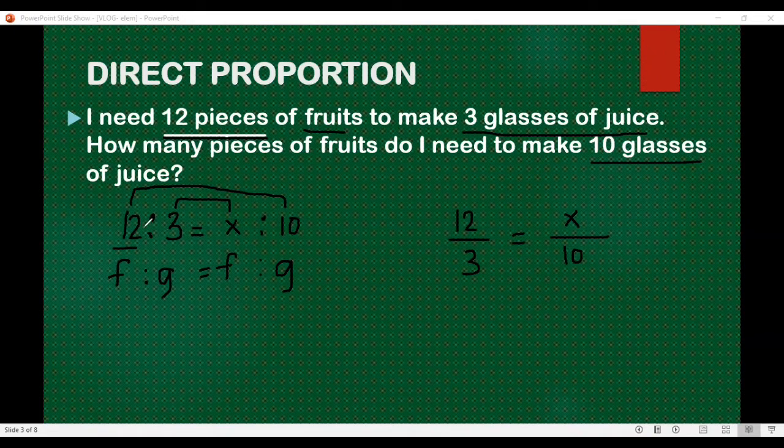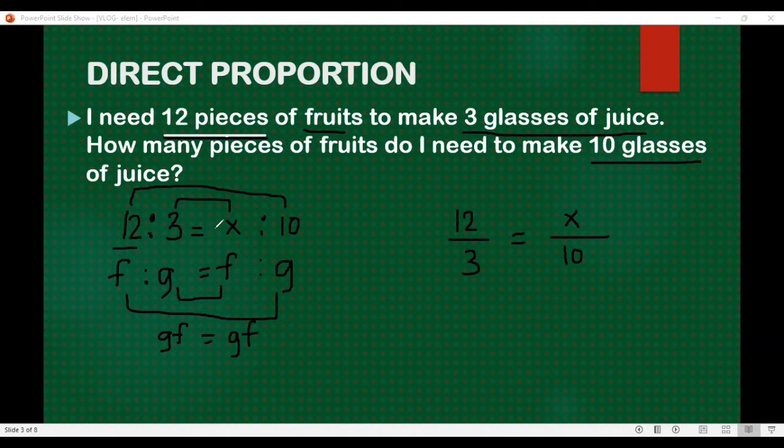Okay, so let's go back to this. 12 is to 3 is equivalent to x is to 10. So this 3 and x refer to the means, while 12 and 10 refer to our extremes. So the operation that is involved here is multiplication. We have to multiply 3 with the x. So let's remember the GF here, which is the number of glasses and the number of fruits, must have the same product. Okay? The GF must be equivalent to the GF.